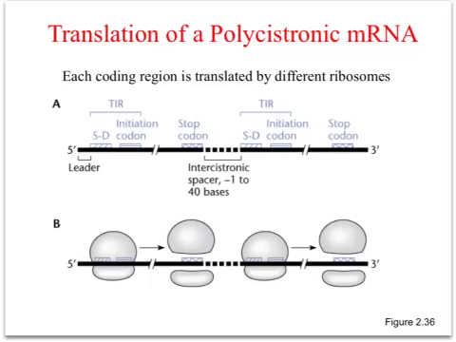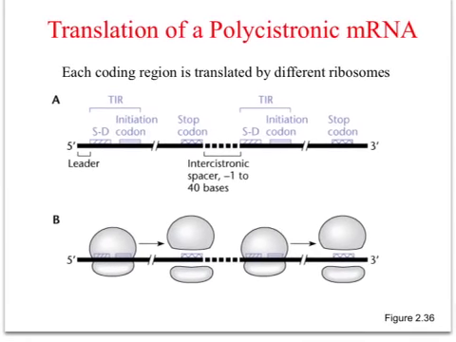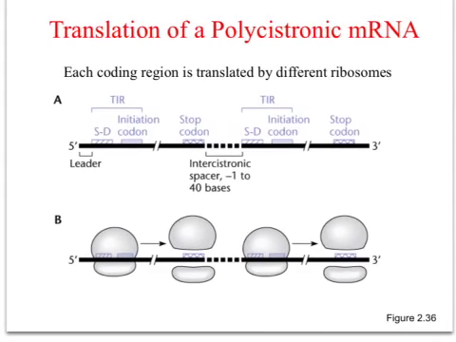You recall that in bacteria, it's often the case that there is more than one coding region under the control of a single promoter. This is called polycistronic messenger RNA. So for example, here we have a messenger RNA molecule, 5' to 3', that has a leader region followed by two protein coding regions, one here and one here.